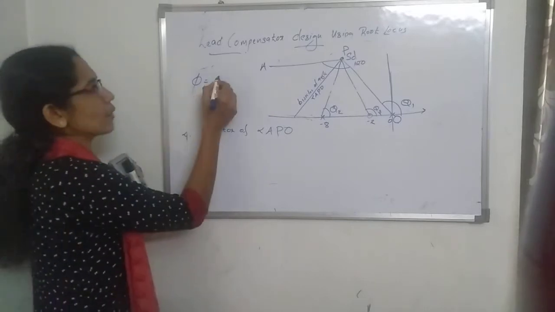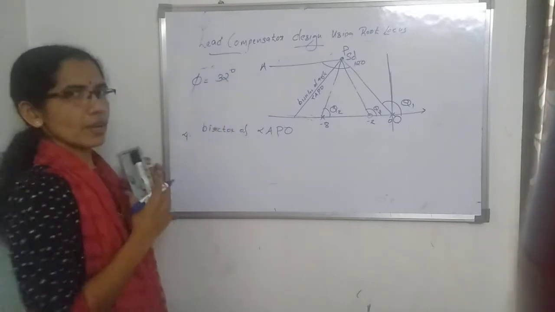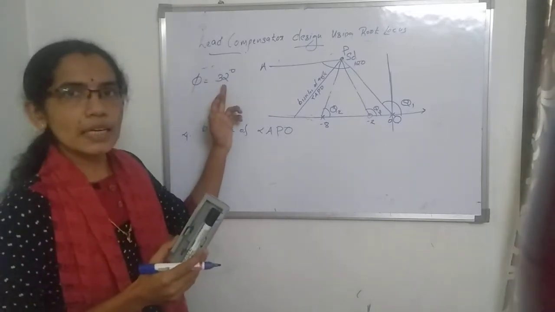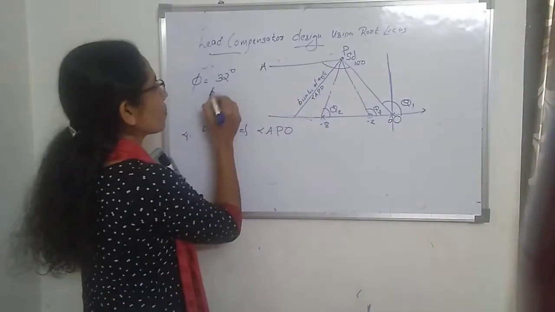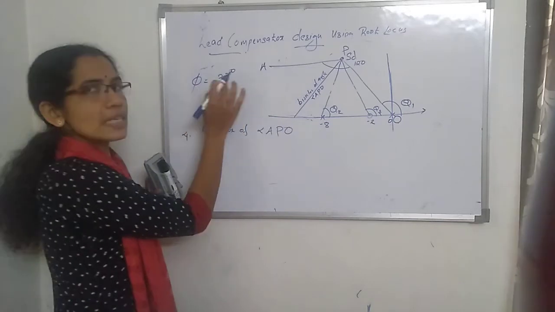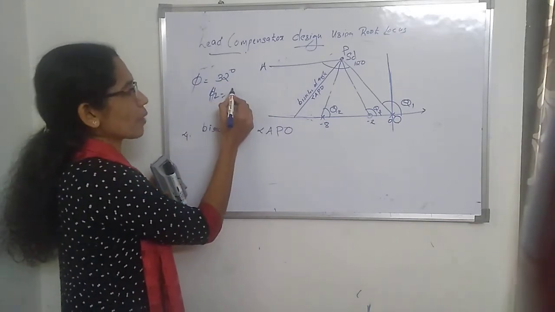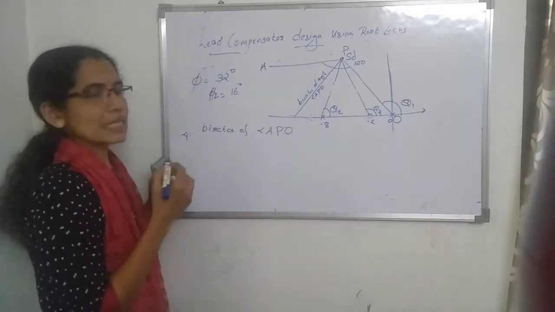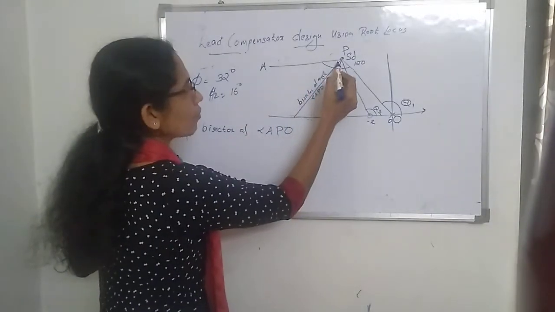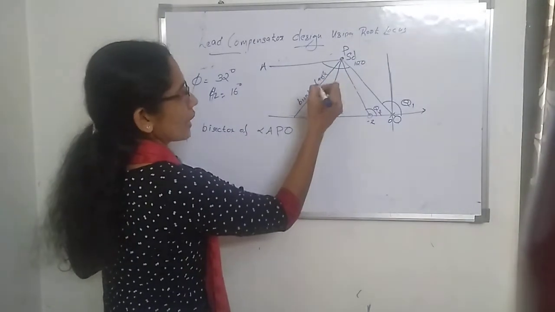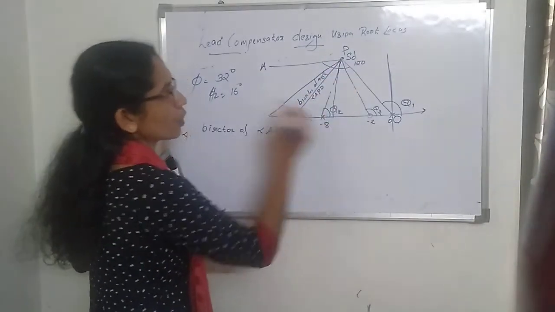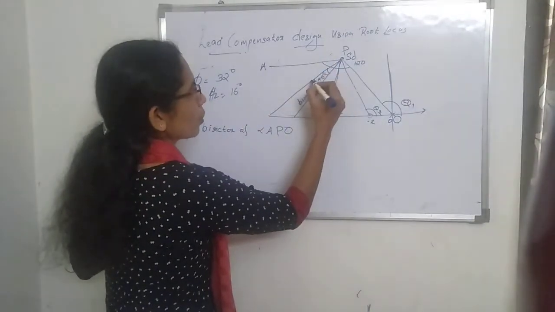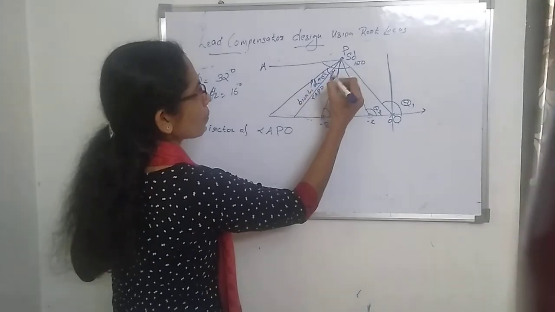Let phi be equal to 32 degrees. Okay, we consider phi equal to 32 degrees. From this angle, mark phi by 2. If phi is equal to 32 degrees, then what is phi by 2? Phi by 2 is equal to 16 degrees. Mark the angle phi by 2 from this bisector, on both sides. This is phi by 2 and this is phi by 2.